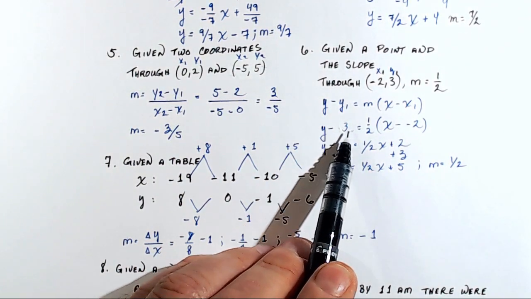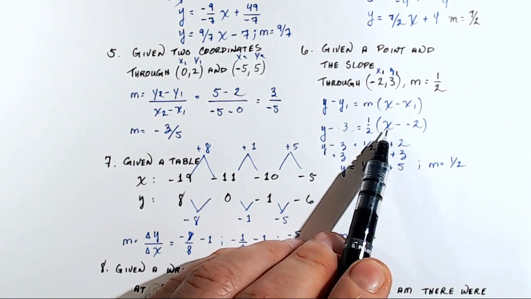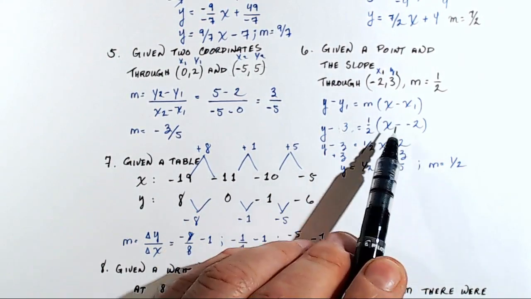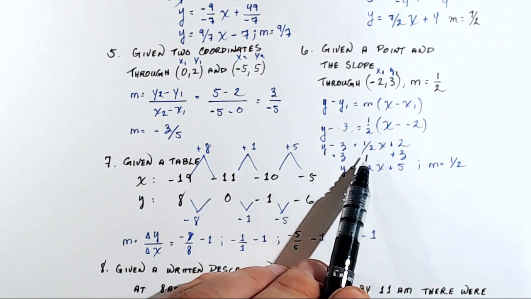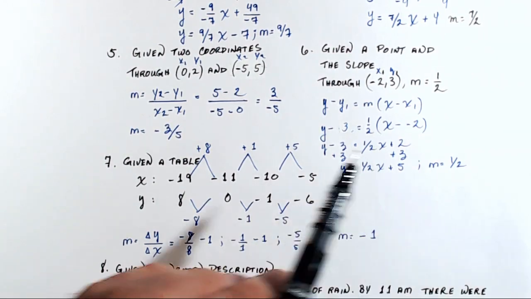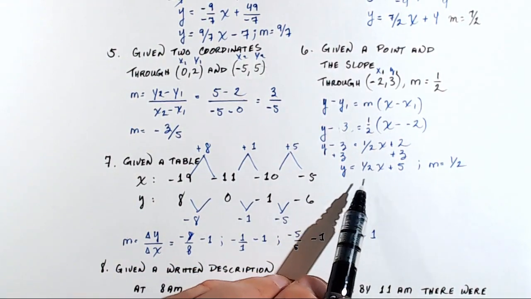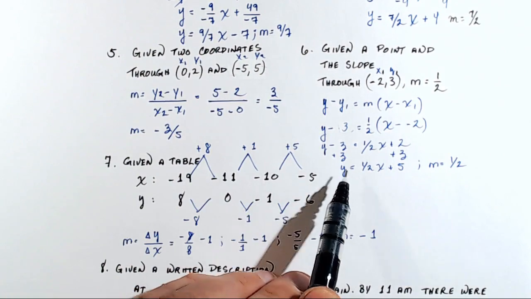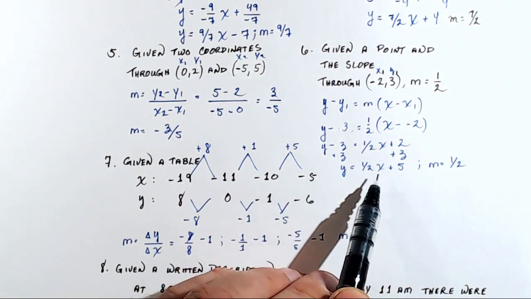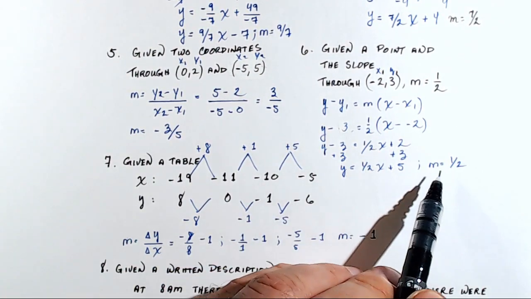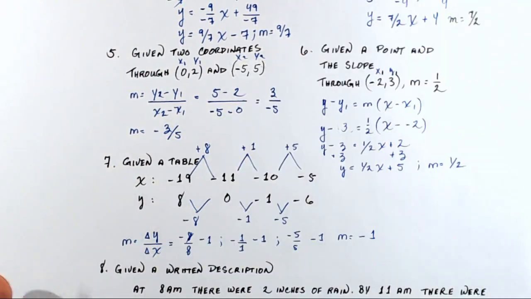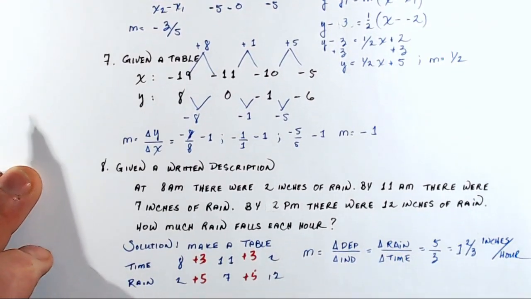So here you would say y minus 3 equals 1/2, open parentheses, x minus negative 2. Get rid of that double negative, so y minus 3 equals 1/2 x plus 2. Add 3 on both sides to get y by itself, and then you put this in slope-intercept form, y equals mx plus b, or y equals 1/2 x plus 5, and you can read the slope m equals 1/2 right off of the formula.